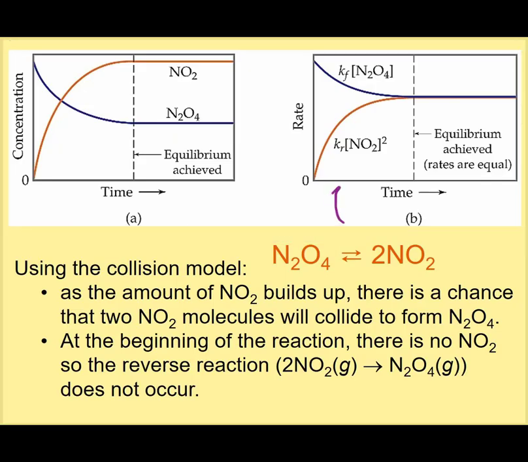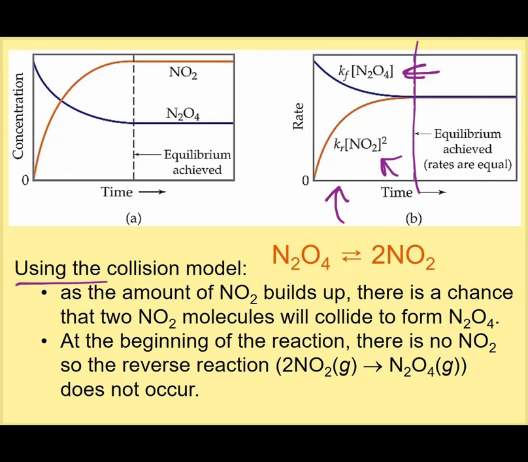Here's another picture. This one is graphing the rate, and you can see that the rate is equal. So the rate of the forward reaction, there's those rate laws, and the rate of the reverse reaction, they end up the same, and there's my equilibrium. So I can draw that on my diagram, and that's because the rate is the same.